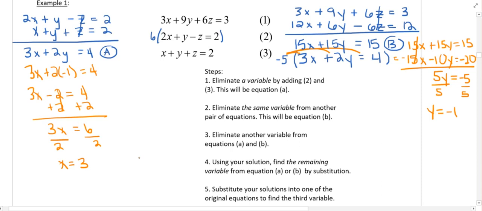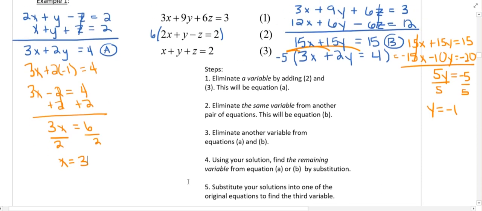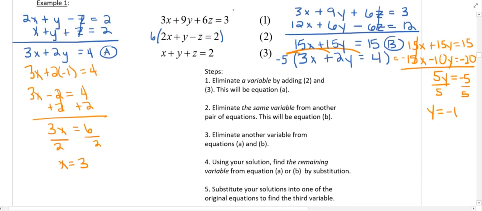So now you have your x and your y. So then to find your z, your remaining variable, go back to any one of your original equations, plug the x and the y in, then you can find your z. So you have x plus y plus z equals 2. So your x is 3. Your y is negative 1. We don't know z, but we know it equals 2. So 3 plus negative 1 is 2.